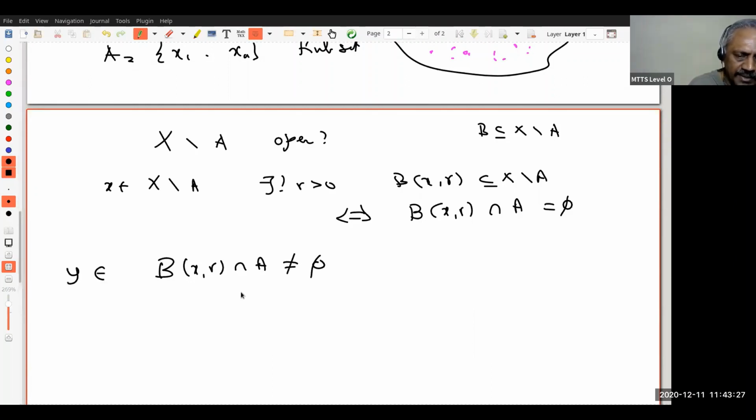That means there is a y here. That means the distance between y and x is less than r, and y also lies in A, right? Y lies in this, right? You follow that? And how many such points are there? So y has to lie in A, but y has to be one of x1, x2, ..., xn. You understand this? Please think.